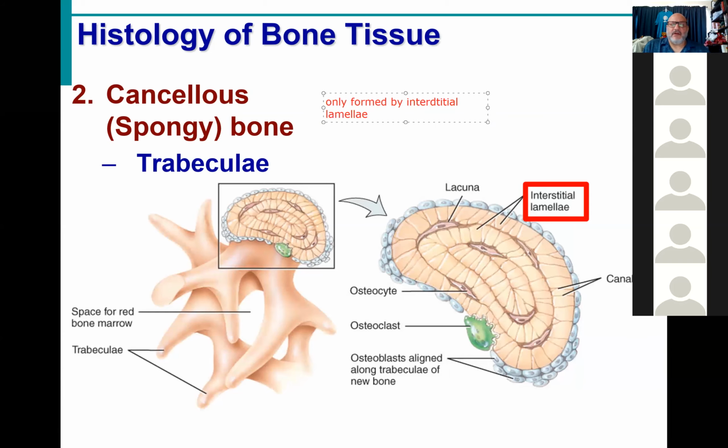lamellae. All right, trabeculae, let's say it this way. Trabeculae, which of course form the spongy bone, are only formed by interstitial lamellae.